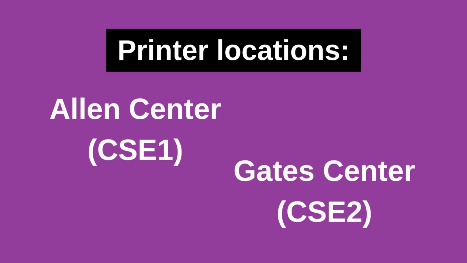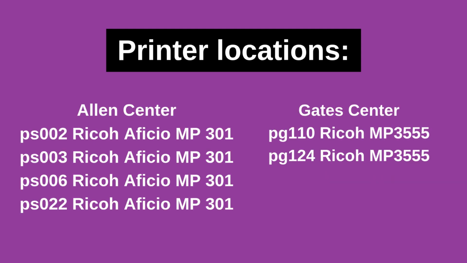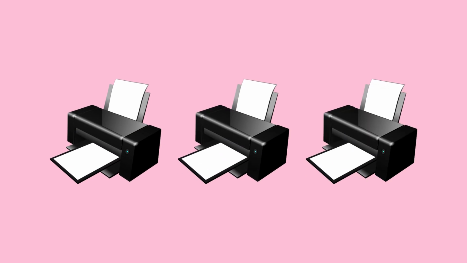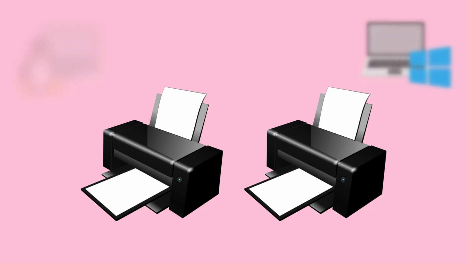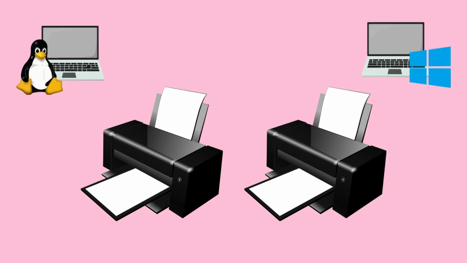There are a variety of print stations located in both the Allen Center and Gates Center buildings. Here's a list of all the printers that we have available. It's important to note that printing procedures across printers are the same, but will differ depending on what computer and what operating system you're using when you initialize the print job. I'm going to show you how both of these procedures work, starting with a Linux machine.